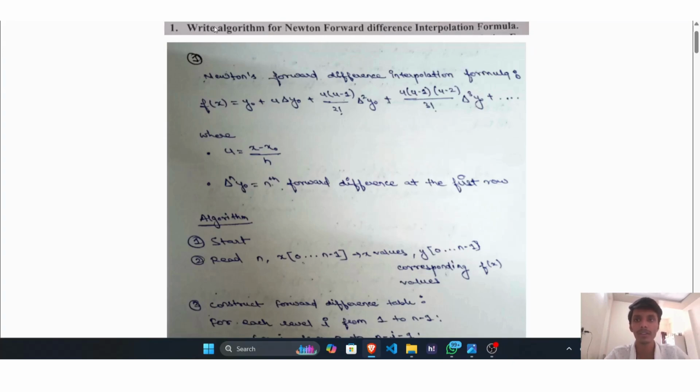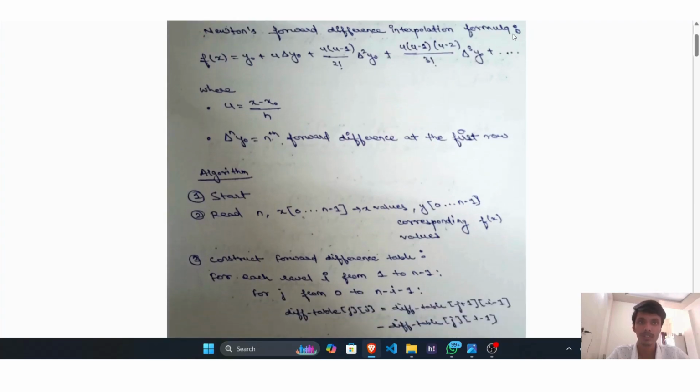The first question is: write an algorithm for Newton's forward difference interpolation formula. Newton's forward difference interpolation formula is like this: if we have to find the value of f(x) at x0 plus u h, where u is defined as (x minus x0) by h, then f(x) = y0 plus u into the forward difference of y0, plus u(u minus 1) by 2 factorial into the square of the forward difference of y0, and so on, where the nth forward difference of y0 is the nth forward difference at the first row.